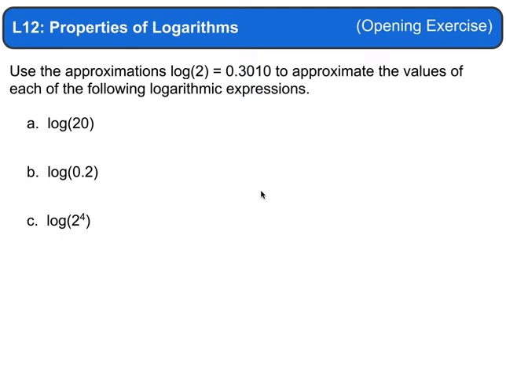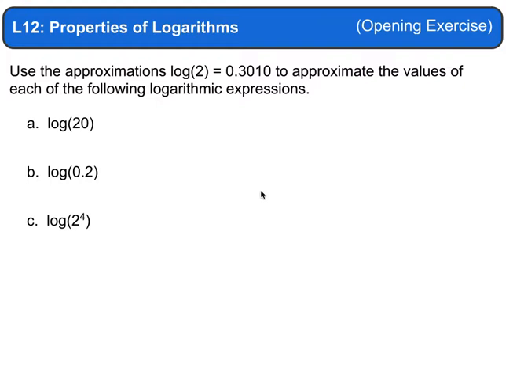It's going to be called the properties of logarithms. In this lesson, we're going to bring in the rest of them, show them to you in a list, and then start to apply them. But before we do that, we've got the opening exercise. It says to use the approximation that log 2 is 0.3010 to approximate the values of the following logs.